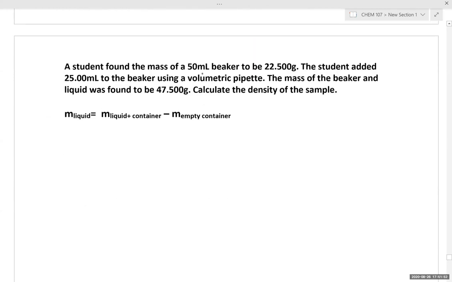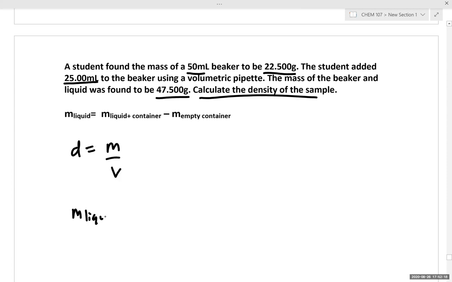So a student found the mass of a 50 milliliter beaker to be 22.500 grams. The student adds 25 milliliters of liquid to the beaker, and they found the combined mass was 47.500 grams. So let's calculate the density of our sample. Density is equal to mass over volume.